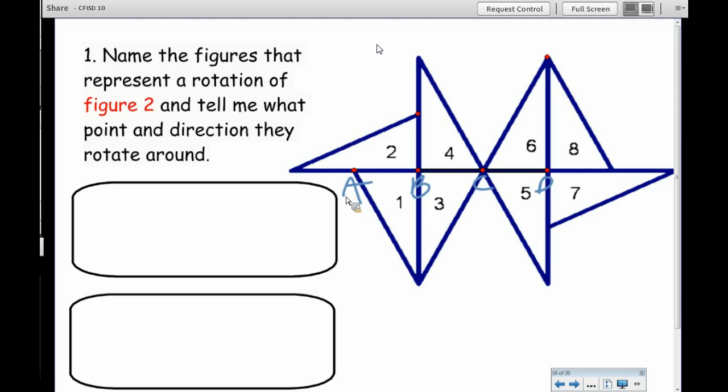Going clockwise. Last one. What transformations would map ABC to A prime, B prime, C prime? Raise your hand. What transformation? Translation. I can translate this and get this. No, you can flip it. Wait, you can rotate it. Rotate. What do you think, Caleb?